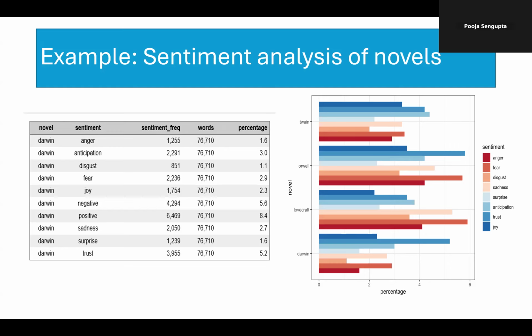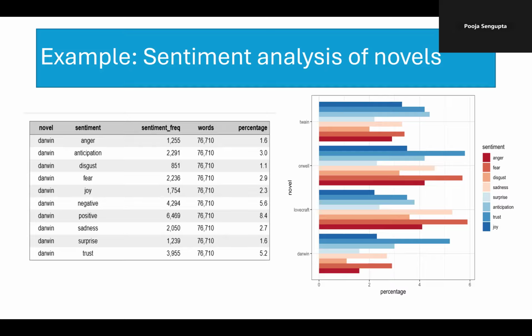And likewise, we can interpret the percentage values for each of the different sentiments. Going by the table that we have, we can see about 8.4% of the text has a positive sentiment, followed by negative sentiment, which is about 5.6%, and so on and so forth. On the right-hand panel, we see different novels such as Darwin, Lovecraft, Orwell, and Twain. For each of them, we see the breakup of the frequencies or the percentages calculated from the frequencies for each of the sentiments.